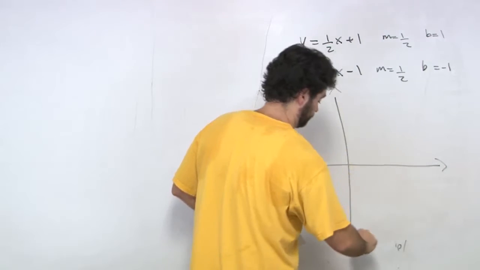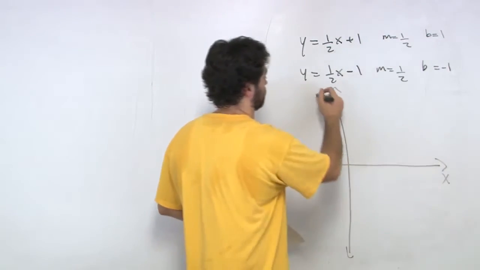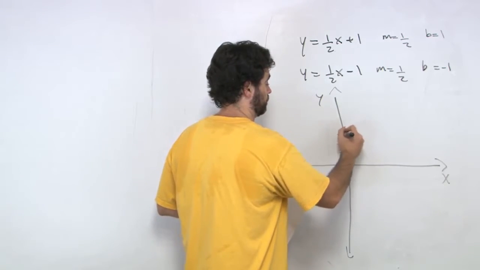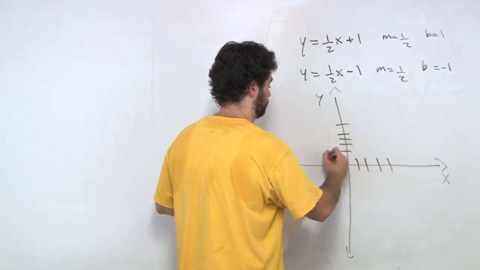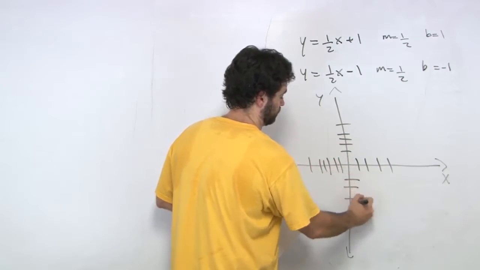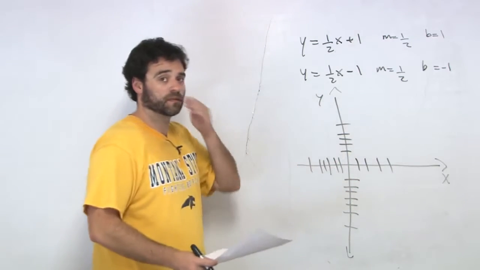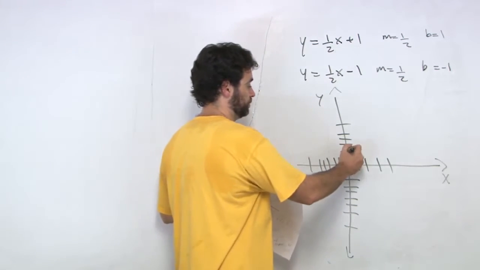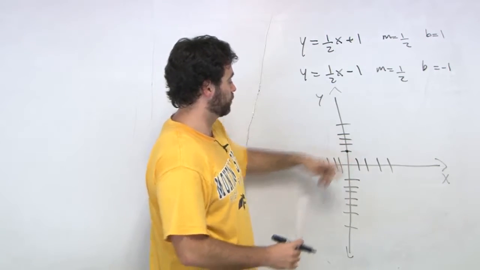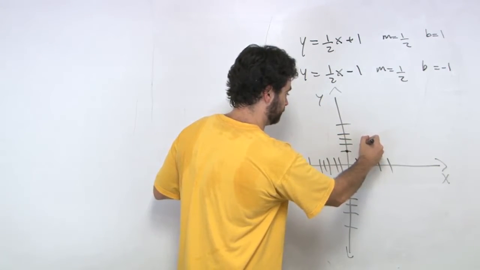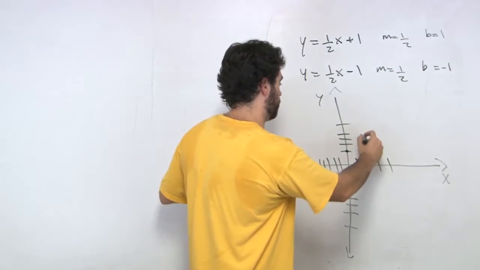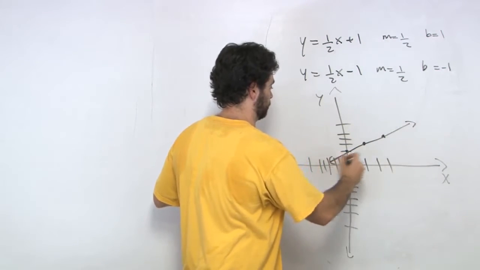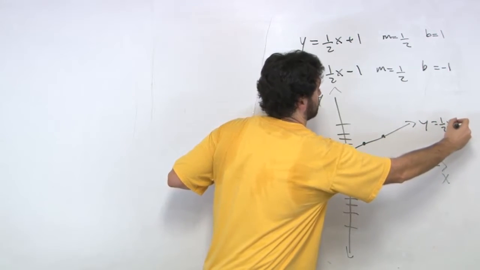And then we have x, y, and then the first line we start. Let's get our graph in here. Okay? And we start with our positive 1, and we're going to go up 1 over 2. Up 1 over 2. And we'll do another one. We go up 1 over 2. Y equals 1/2 of x plus 1.